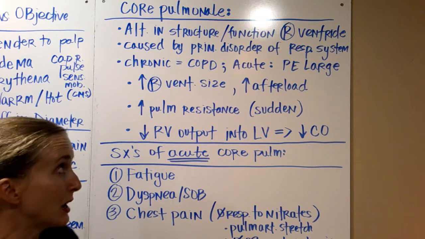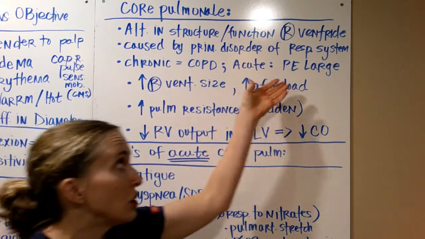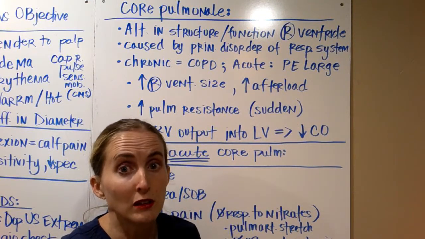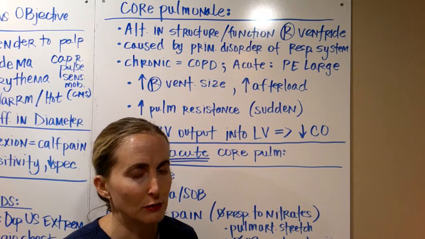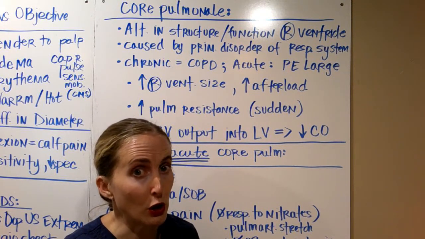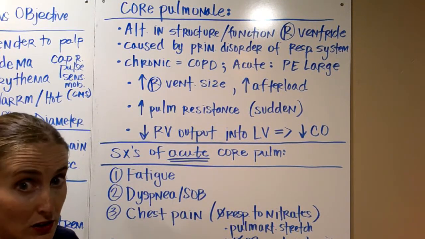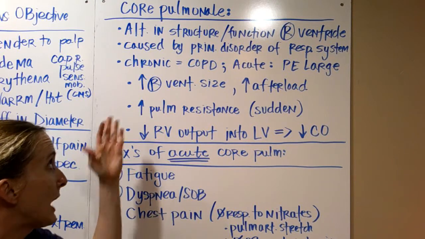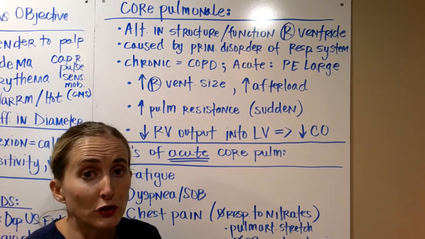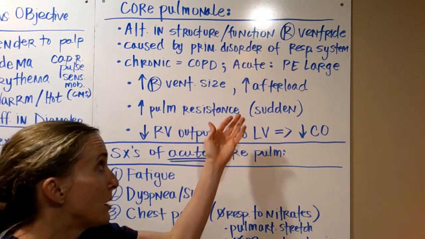Now, a chronic example of that would be COPD, right? And then an acute example of cor pulmonale, where it comes on suddenly, would be a really large pulmonary embolism. Those ones that are sitting right there in the pulmonary artery, okay? And they're big, they're occluding the entire vessel, so nothing can get past it. So then what happens is you have an increase in right ventricular size, because the right ventricle is trying really hard to overcome that clot and push past it.